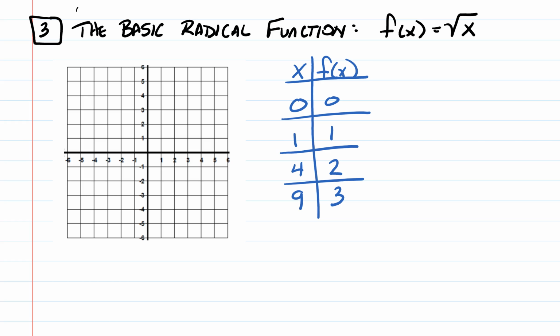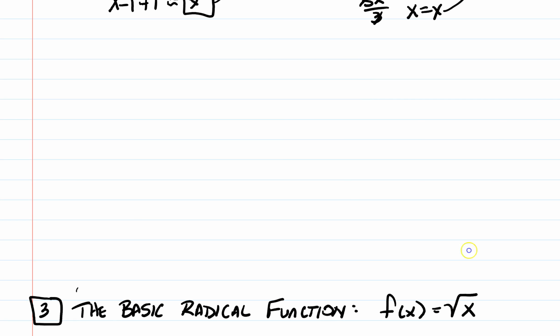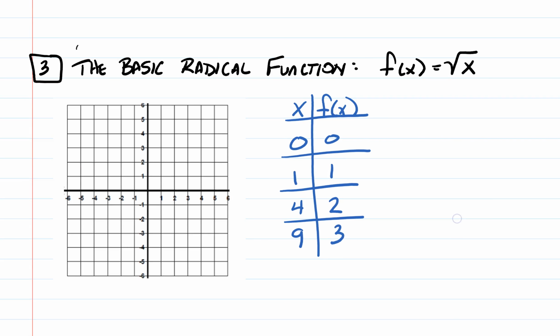Okay, for box number 3, I'm going to show you the basic radical function, the graph of f of x equals the square root of x. I've got some points here graphed for you, so all I did was plug them in. If I plug in 0, the square root of 0 is 0. The square root of 1 is 1. The square root of 4 is 2, and the square root of 9 is 3. So if I start to plot these points, I would get 0, 0, 1, 1, 4, 2, and then way over here I'd have 9, 3. So I'd have this graph that looks something like this.